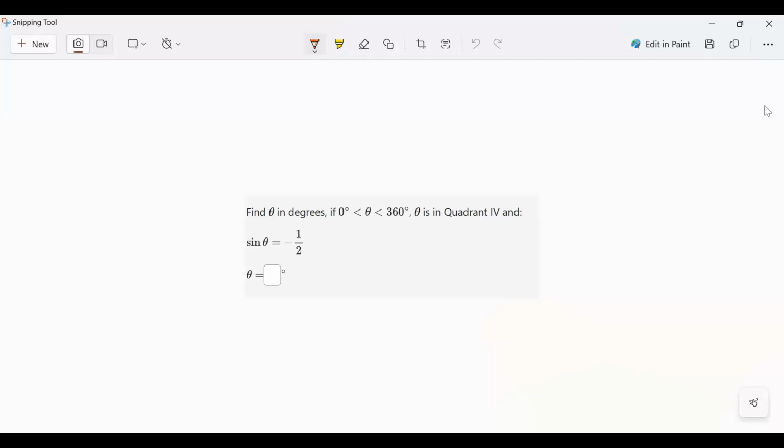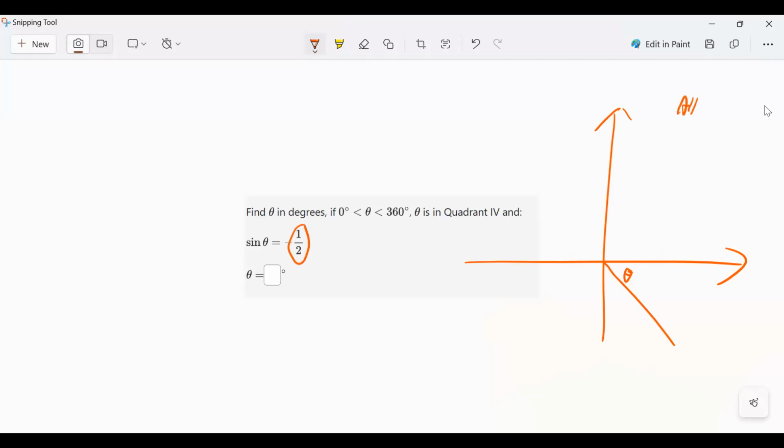So theta is in quadrant number 4, and you're going to draw this up. We try to figure out theta. This is the theta we're looking for, which is the reference angle. We're going to locate the reference angle first. For sin theta equal to a half, we know in the fourth quadrant it will be negative. All students take calculus. In the fourth quadrant, sin theta is negative.